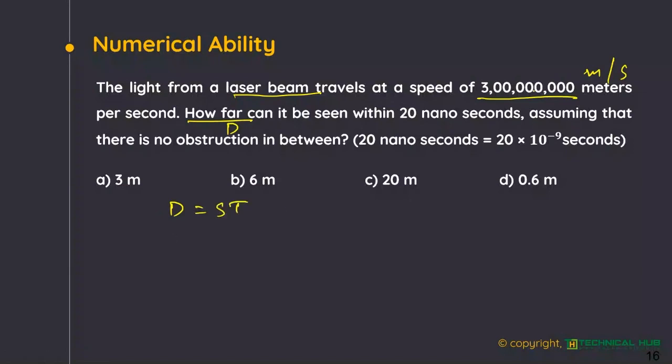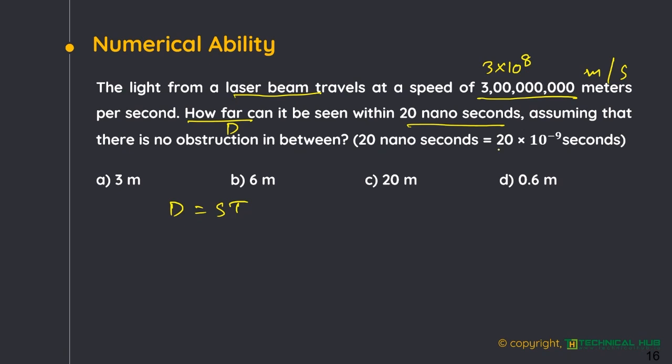3 into 10 to the power of 8 meter per second. That is the speed of light. And next, the time is given as 20 nanoseconds, assuming that there is no obstruction in between. Sometimes they will give 20 nanoseconds as 20 into 10 to the power of minus 9.